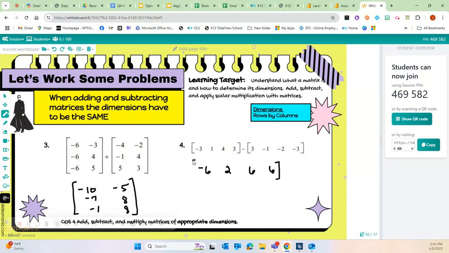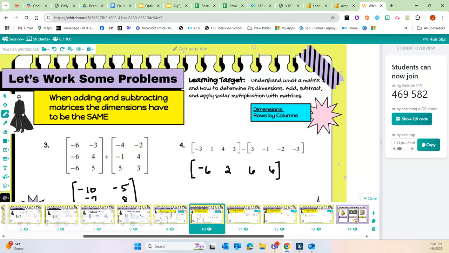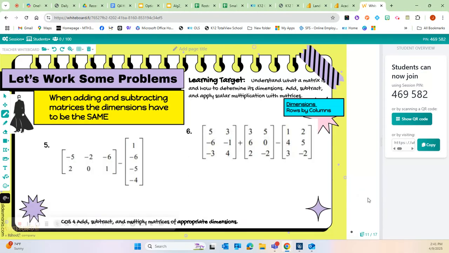Just be careful when we subtract. I always like to say subtraction is the devil and it will cause you to make mistakes. So just be careful when you're subtracting. And as long as your matrices have the same dimensions, you subtract the terms that are in the same location. So not too bad. All right, we've got 3 more slides. They get a little bit more difficult. Number 6, when I looked at number 6, I thought that's a little bit more difficult.